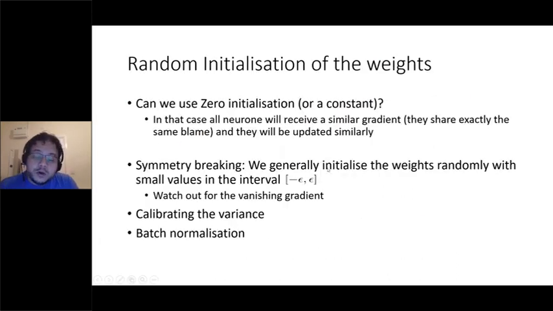So as you could see, initialization of the weights and normalization of the data are very important, to avoid making them too big or too small. So what do you think? Can we use zero initialization, just put them all to zero and it's done? What do you think?